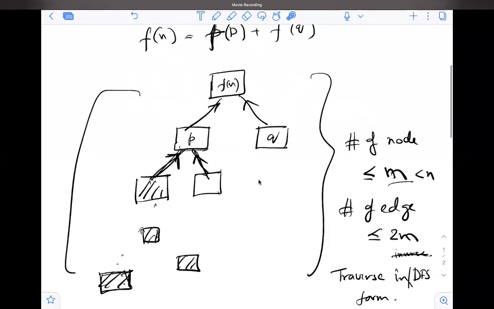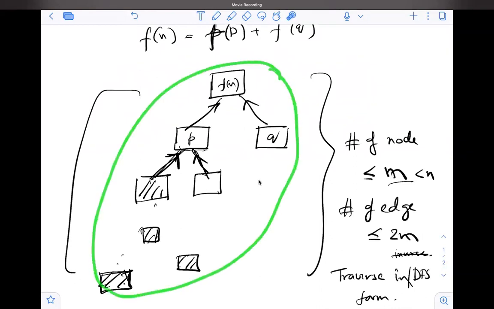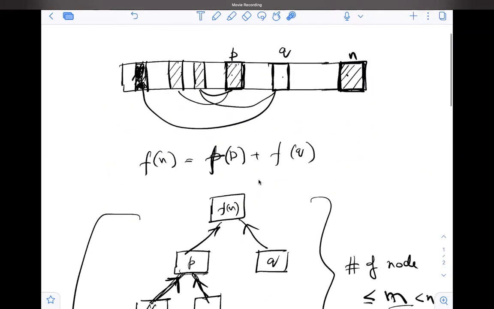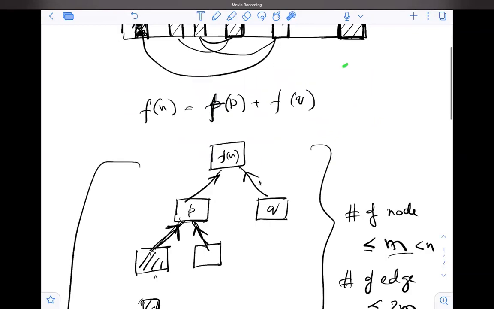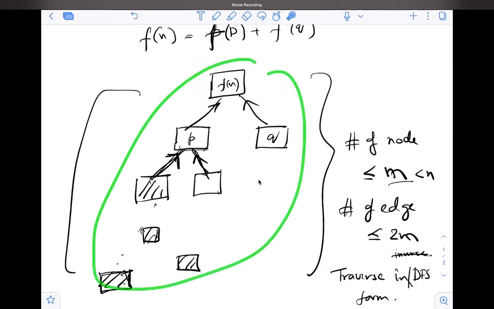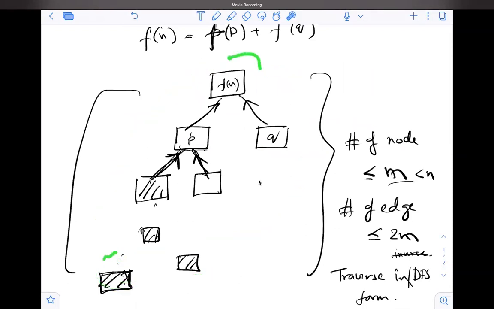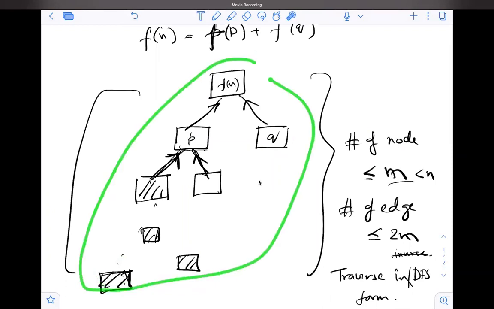Now, if you want to optimize it further, the idea is to first create this tree. Once you create this tree, the number of leaves is not all of them. I am talking about the leaves of this tree. The number of leaves of this tree is m, which can be less than n.